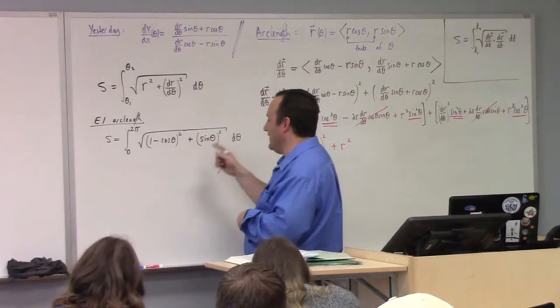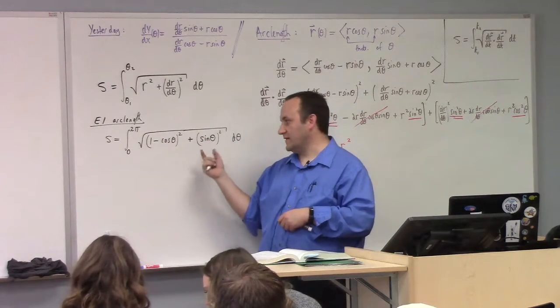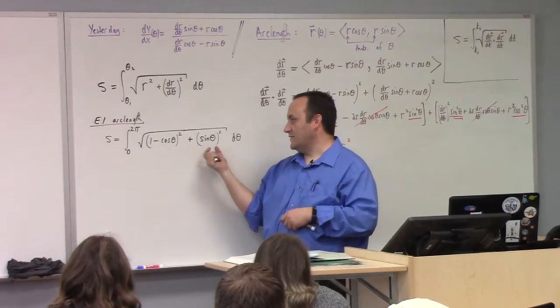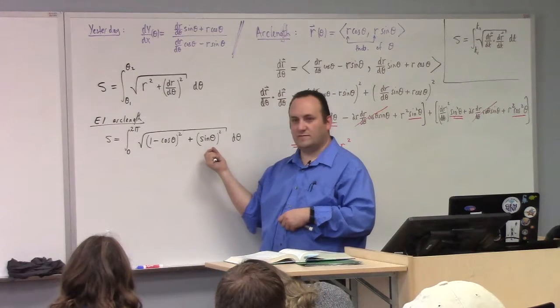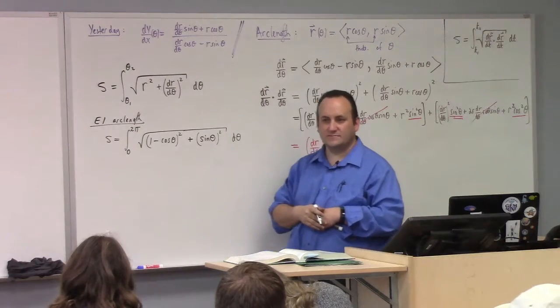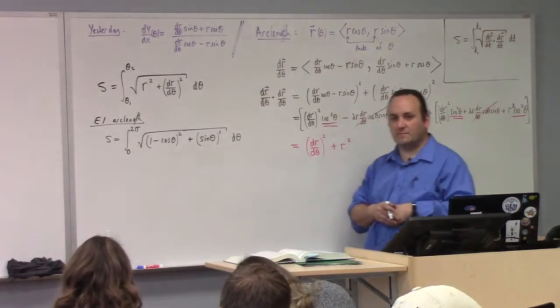Well, thinking ahead, this is going to give me a 1 minus 2 cosine theta plus cosine squared theta. And so I think I end up with something like 2 plus 2 cosine theta. I mean, we might be able to integrate it. I just don't want to try at the moment.